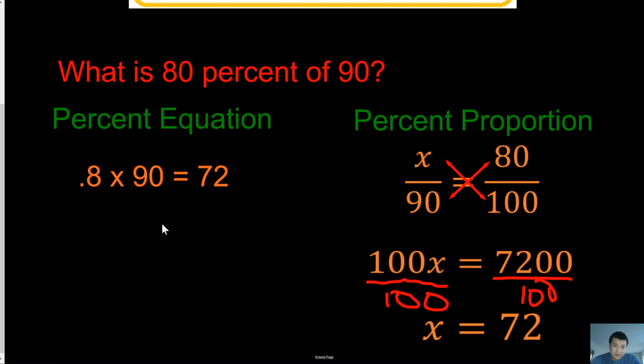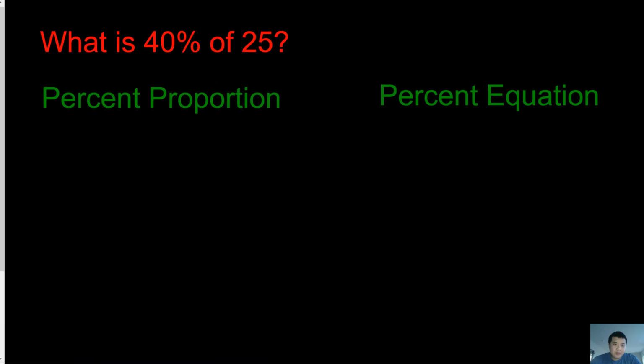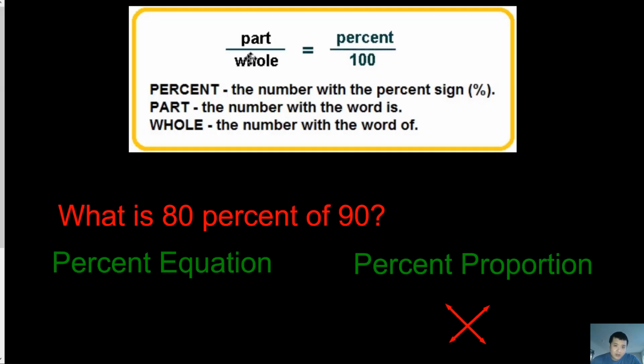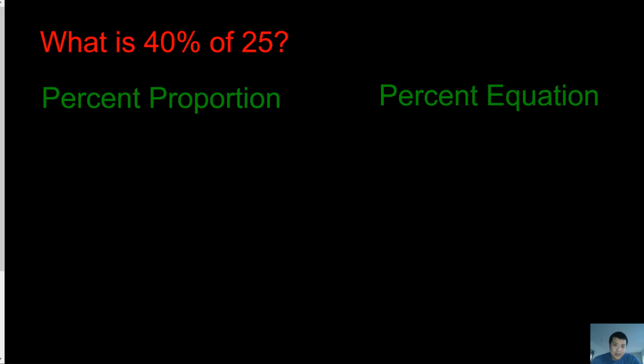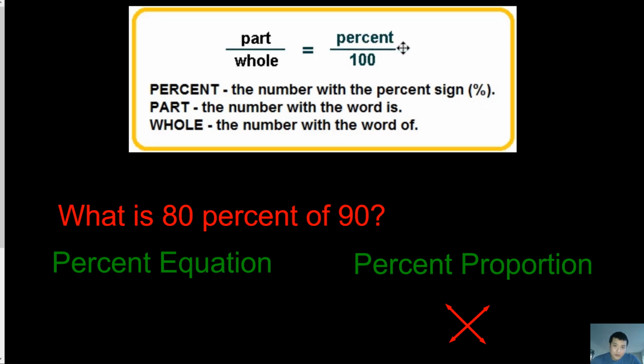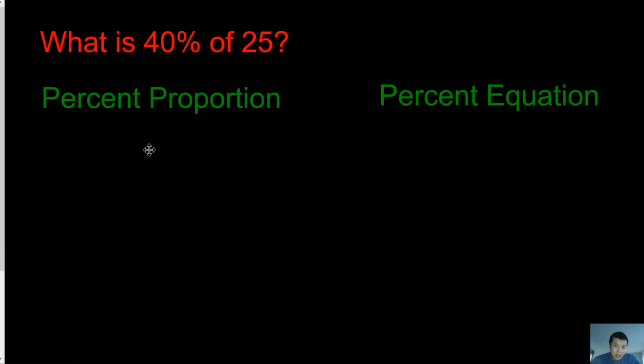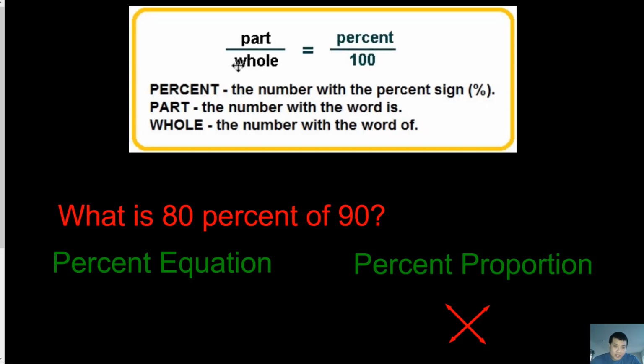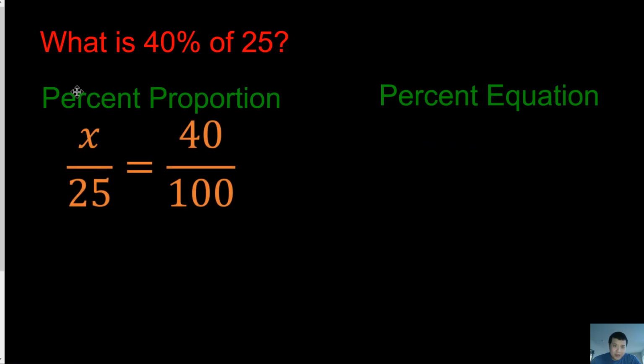Okay. So, what is 40% of 25? Let's try this with the proportion first. So 40%, what is 40% of 25? So 25 is our whole, so that's going to go right here. And then 40%, we're looking for 40%, which is up here. And then we're going to look for the part. This part right here. So we set it up like this.